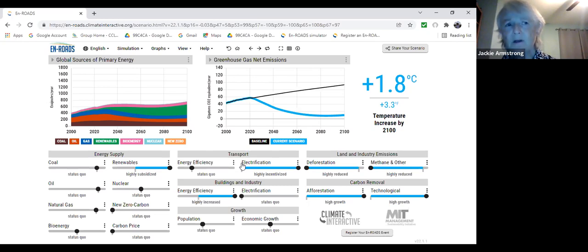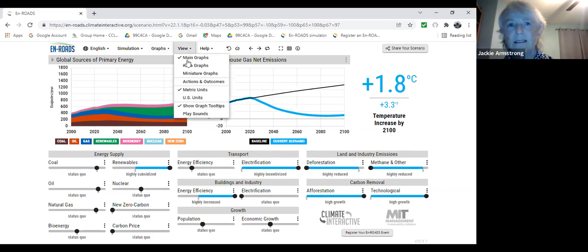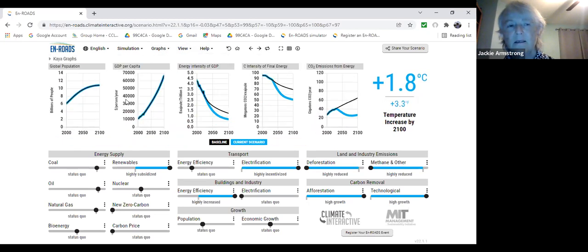Climate Interactive has something called C-ROADS, which is not worldwide, but the planet is, to me, the only interesting way to think about climate change from a planetary standpoint, because we're all so connected. One of the interesting things you can look at, in addition to the many graphs under the little down arrow, is that you can go to view and look at the Kaya graphs here. And this brings up the population. I want to address that. So I want to answer your question because it has a lot of layers.